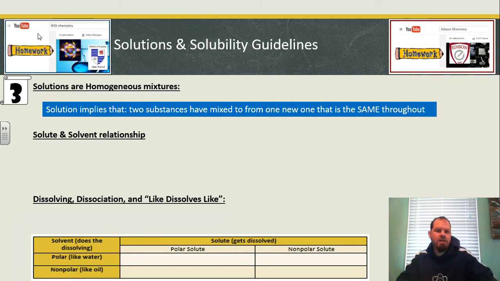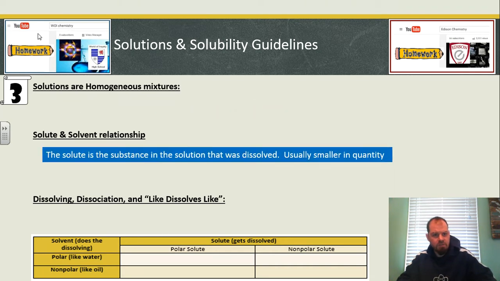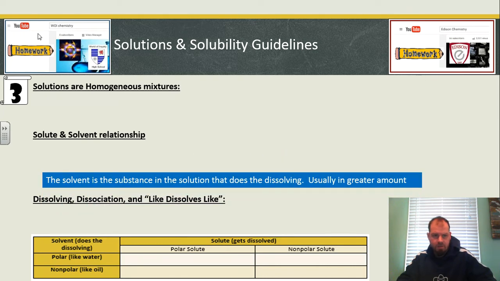So solution implies that there's two substances being mixed. So solutions are mixtures to form one new thing that's the same throughout, hence homogeneous. So it's a homogeneous mixture. Mixture of what? Well, solute is the stuff that is in the solution that was dissolved. This is the Kool-Aid, if you were making Kool-Aid, the actual sugar and the flavored and colored sugar in the packet. The solute is usually in smaller quantity.